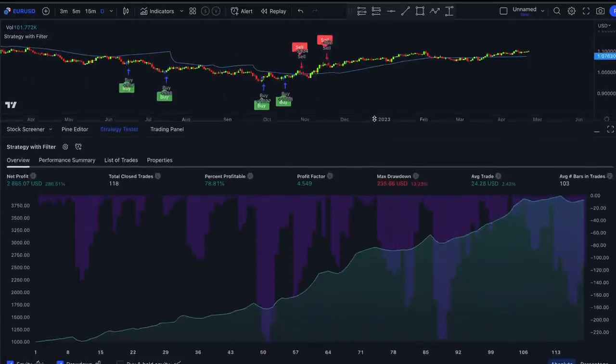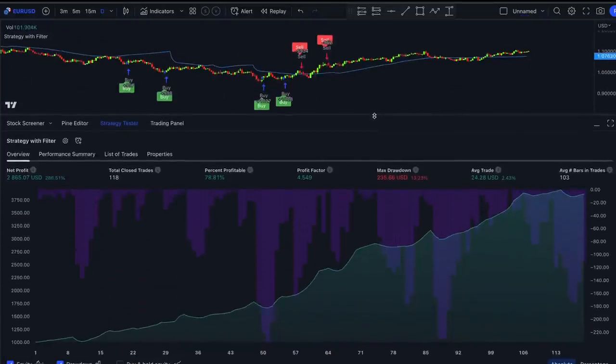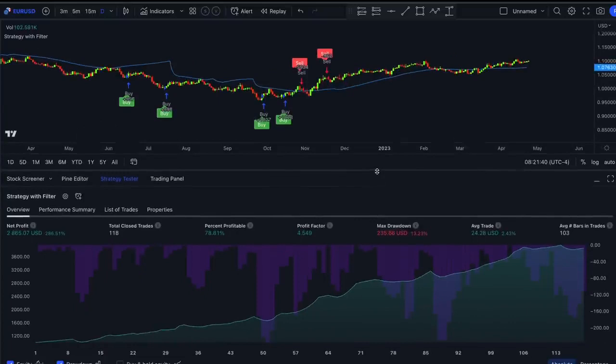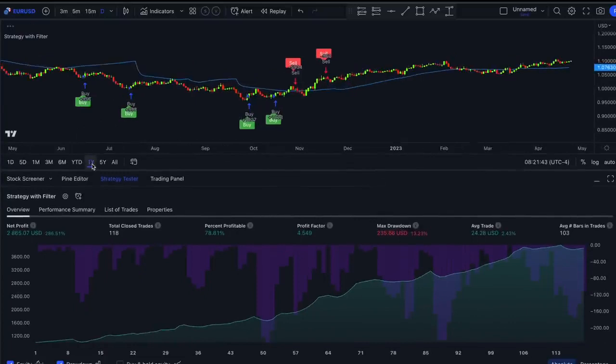Now let's open the strategy tester and see how well it works on the Euro US dollar on the daily chart. So after a total of 118 trades, the strategy made 286% profit on our account. By the way, the trades were found within 1 year. The win ratio is 78.81%, which is really high. The profit factor is 4.5 and the maximum drawdown is 13.23%. Overall, quite impressive performance on a daily chart.